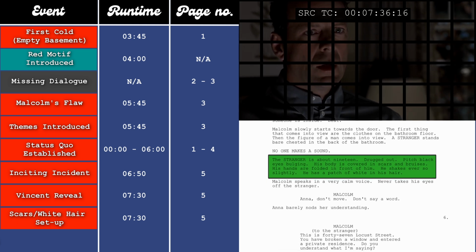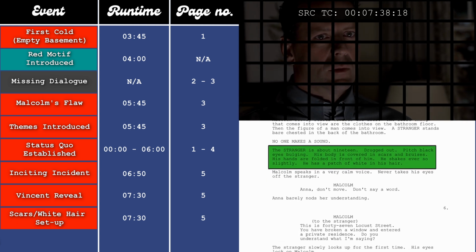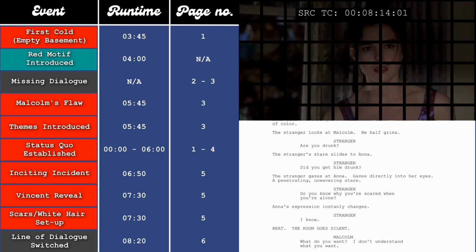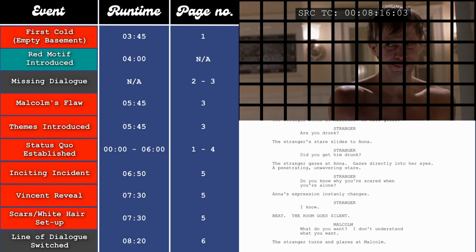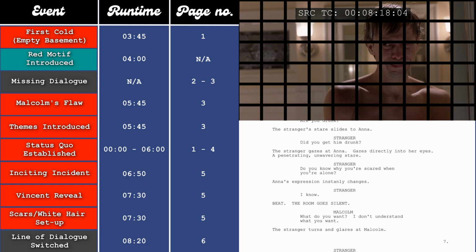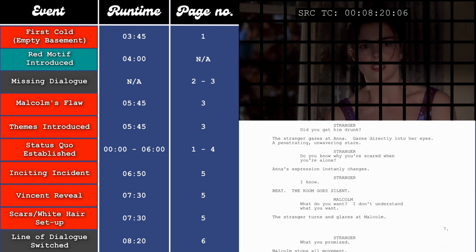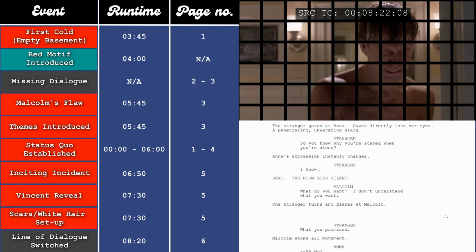We'll put a pin in this for now, and I'll come back to it later, but just keep a note of it. Then, there's a really interesting change between the film and the script. As the stranger walks out of the bathroom, Anna asks, What do you want? Whereas in the script, it's Malcolm that asks that.